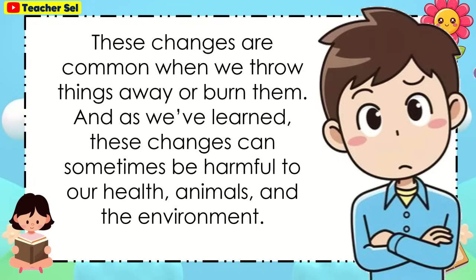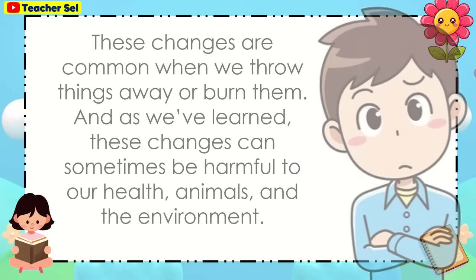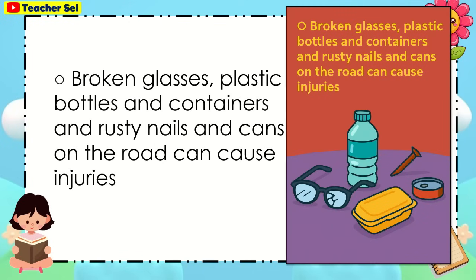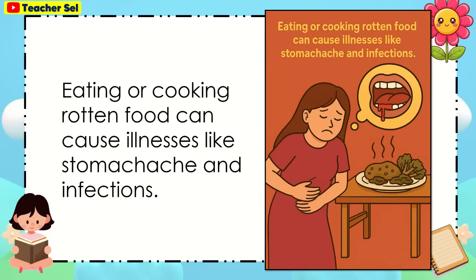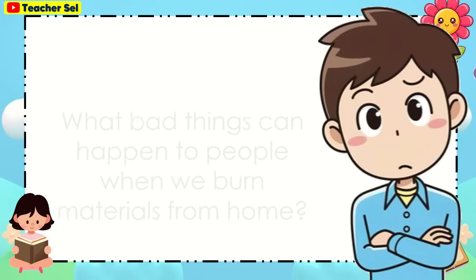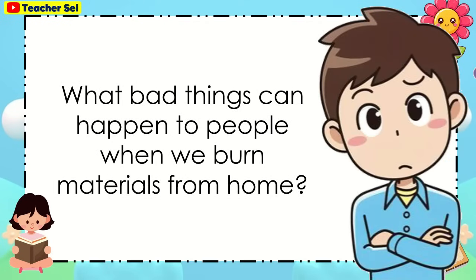And as we've learned, these changes can sometimes be harmful to our health, animals, and the environment. Broken glasses, plastic bottles and containers, and rusty nails and cans on the road can cause injuries. Eating or cooking rotten food can cause illnesses like stomachache and infections. What bad things can happen to people when we burn materials from home?